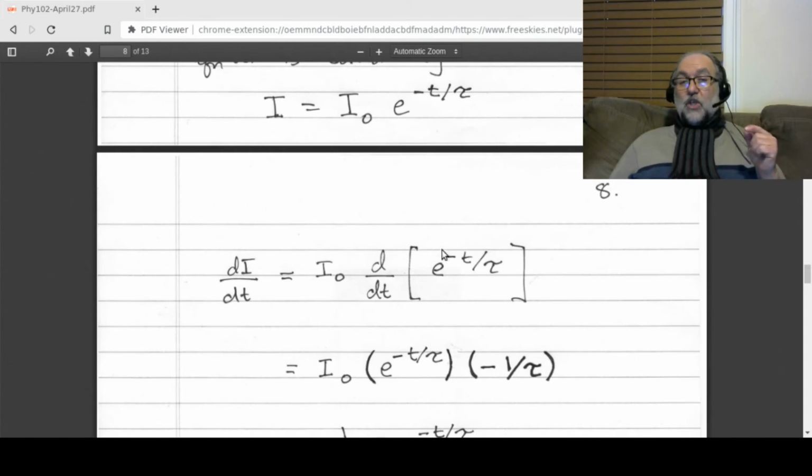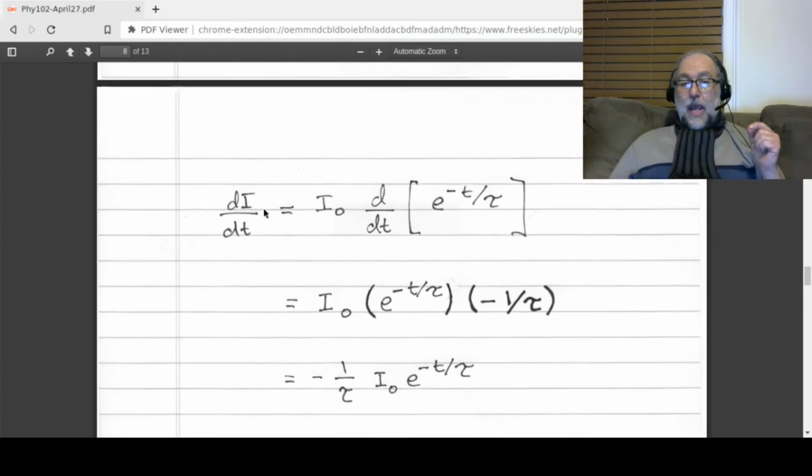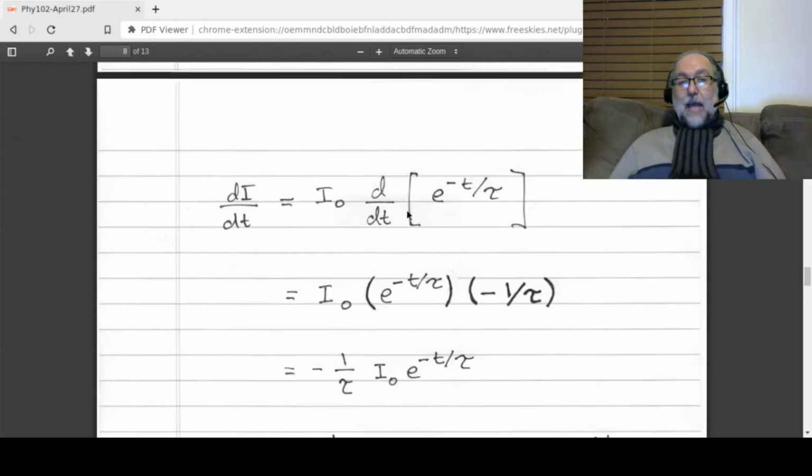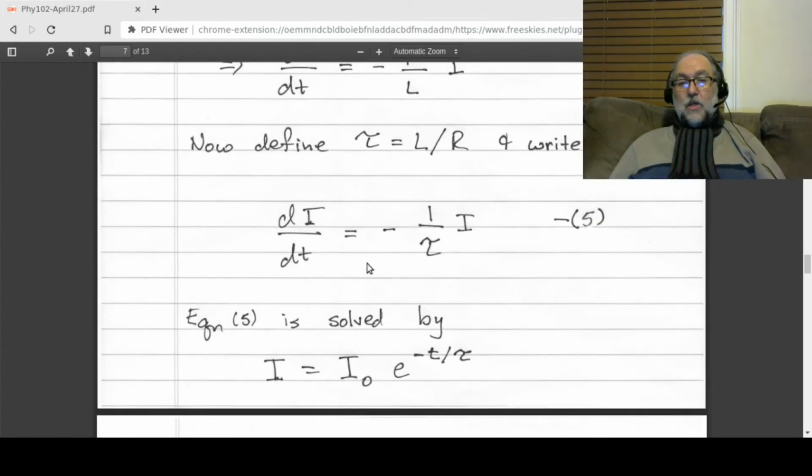But then when you differentiate the minus t over tau with respect to t, you're going to get minus 1 over tau. And that just reduces to this, and you identify I naught e to the minus t over tau as I, the time-dependent current, and you just get this back again. So dI by dt is equal to minus 1 over tau times I. I dropped the minus in there, guys. I apologize. There should be a minus right there. And that is exactly equation number 5.